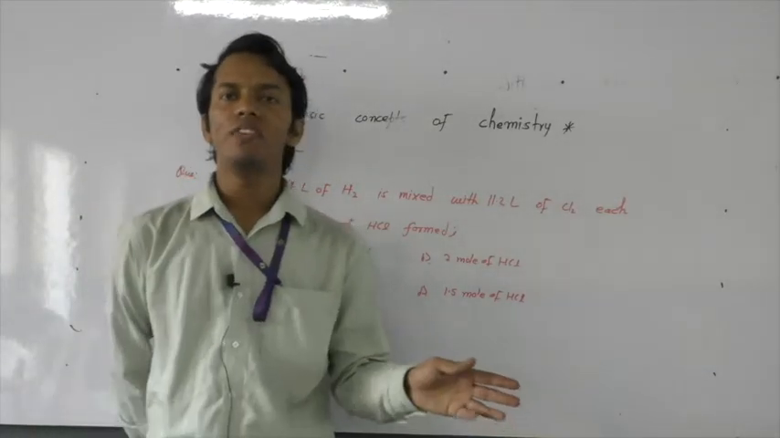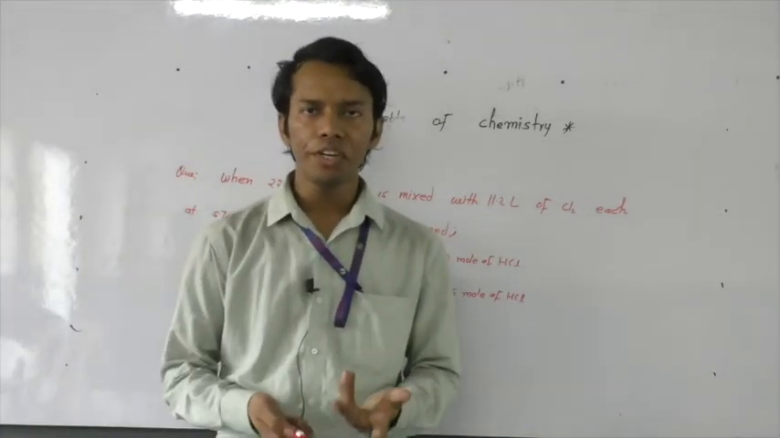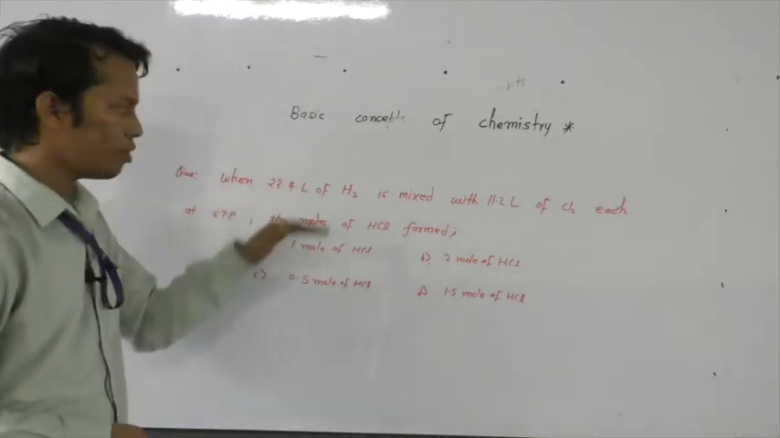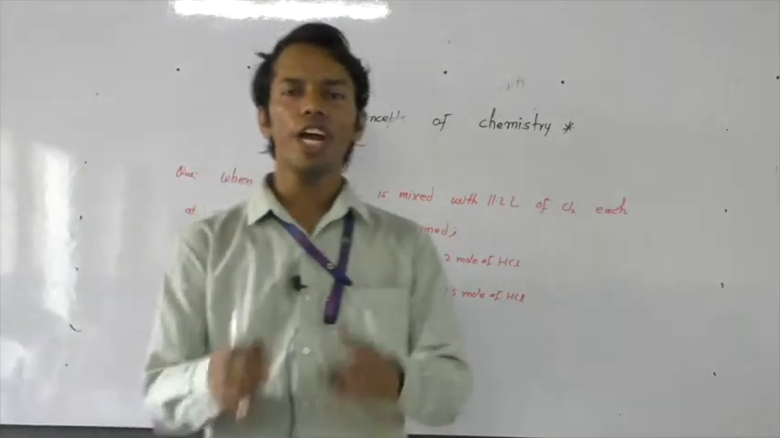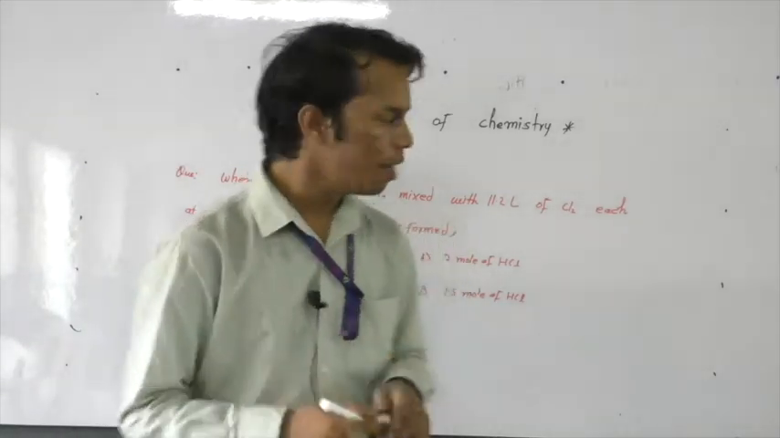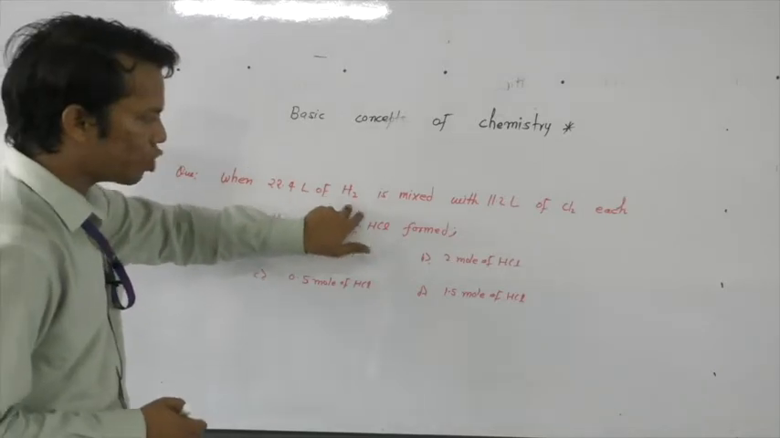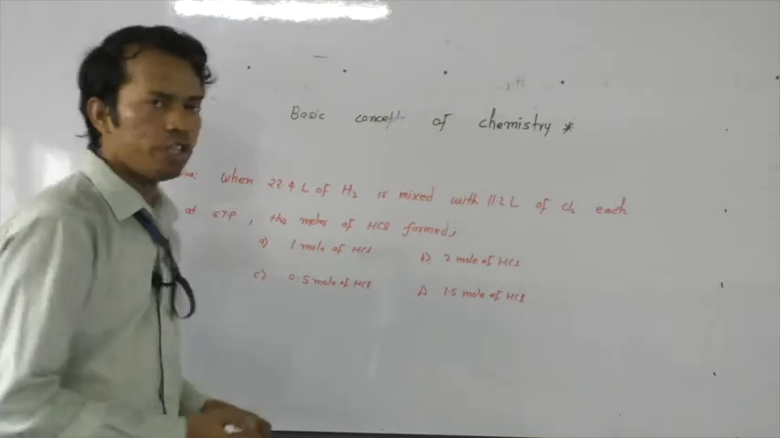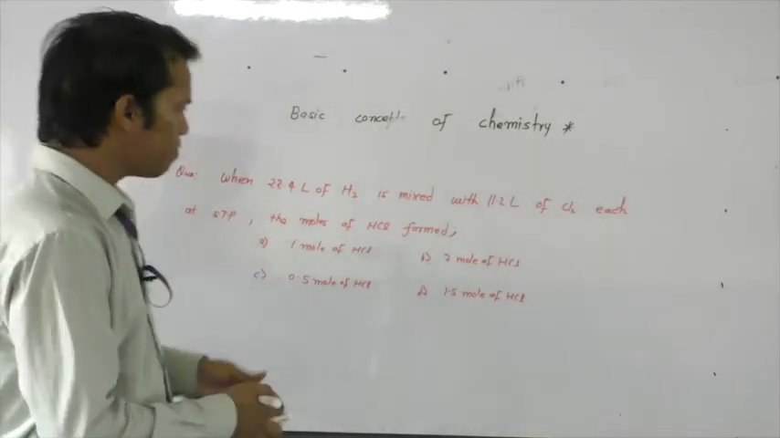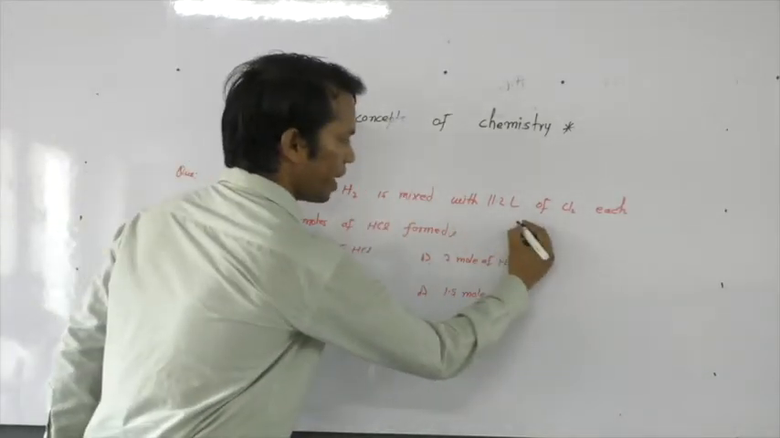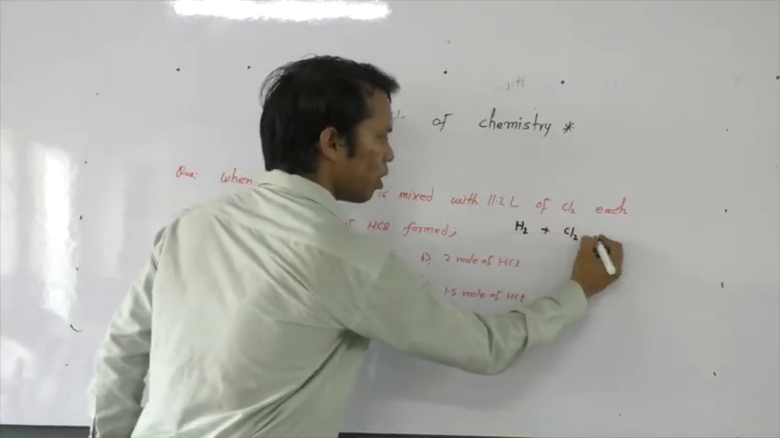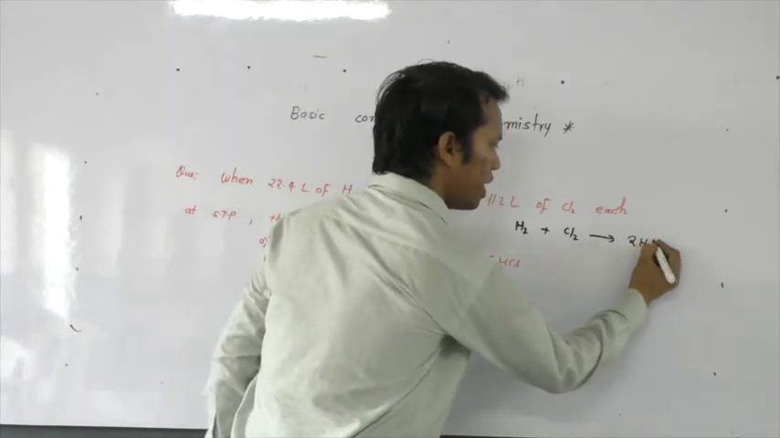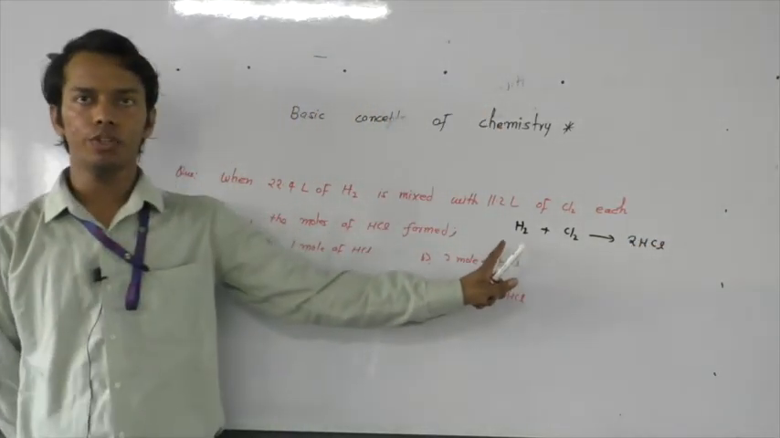Okay, as we have discussed the concept of limiting reagent, now we will utilize it in this question. How will we do this type of question? Step 1 is to write down the balanced chemical equation. The first reactant is H2, the second is Cl2. You can read this question first. So H2 plus Cl2 you are taking. What will be the product? The product will be 2HCl. This is the balanced chemical equation.